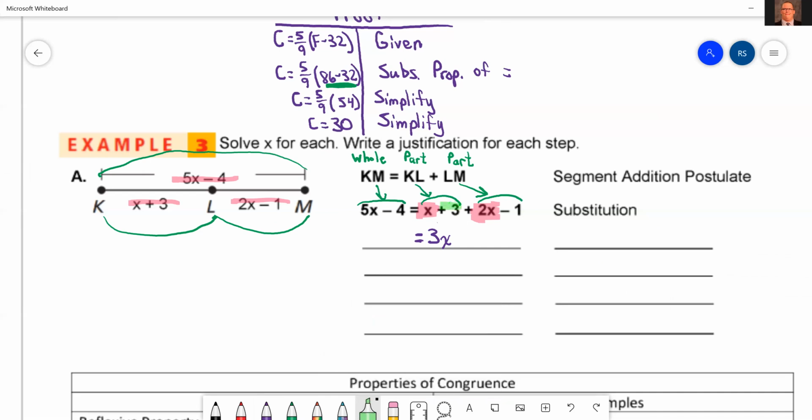We got this plus 3 right here, this minus 1. So what's 3 minus 1? Plus 2. Can I do anything like that on the left? No. So I'll just bring it down.